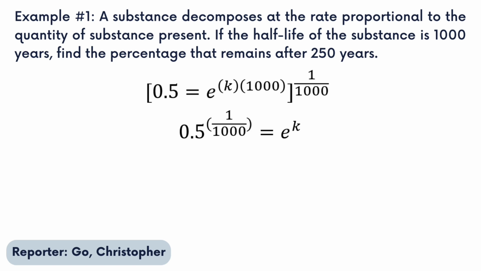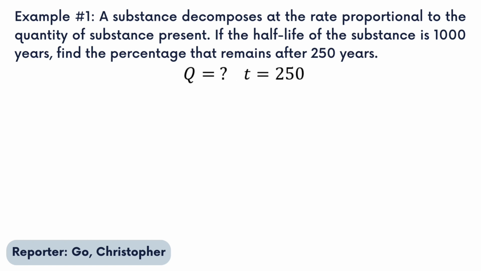Sa left side naman, ganun din. I-raise natin sa 1 over 1,000. So 0.5 raised 1 over 1,000 is equal to e raised to k. So ayun, may value na tayo ng e raised to k or compound growth rate.